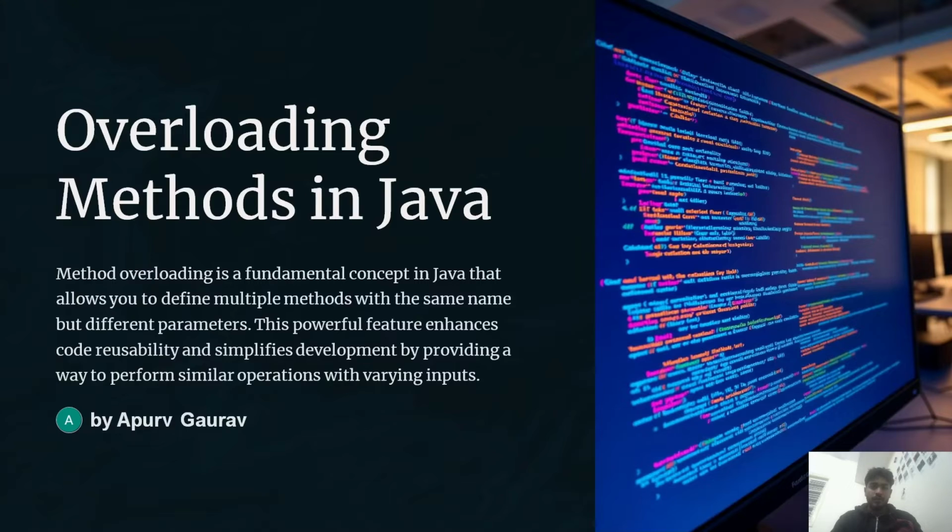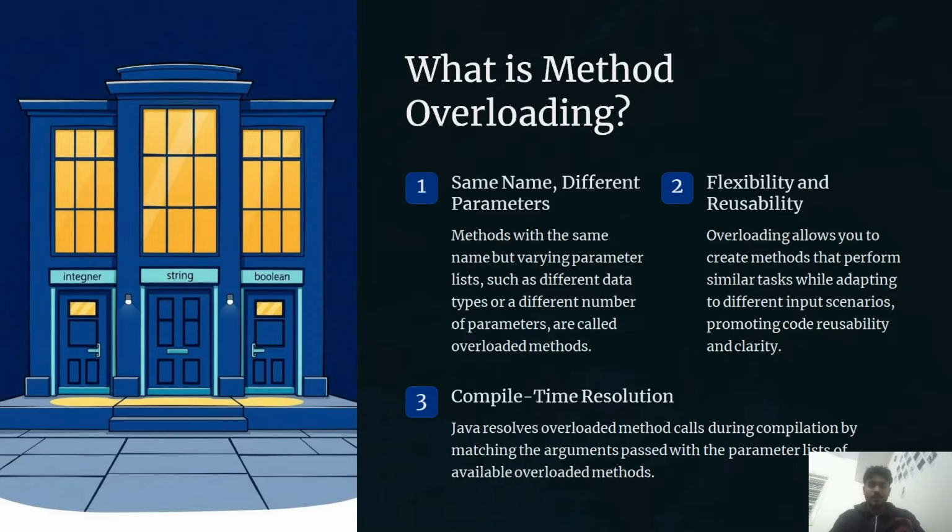So today my topic is overloading methods in Java. Method overloading is a fundamental concept in Java that allows you to define multiple methods with the same name but different parameters. This powerful feature enhances code reusability and simplifies development by providing a way to perform similar operations with varying inputs. What is method overloading?